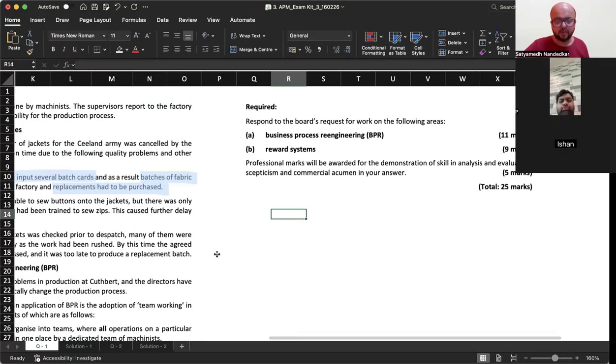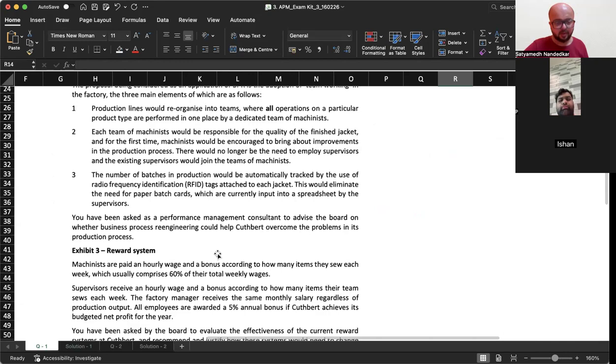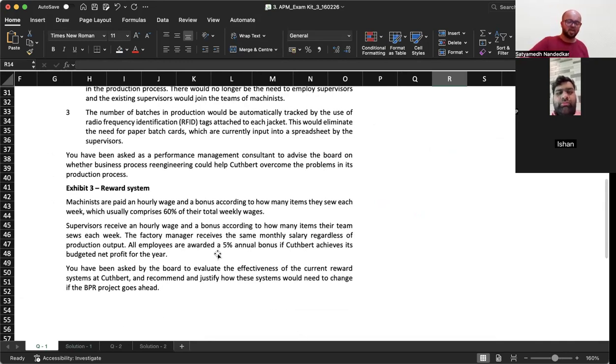Okay. Now reward systems. Machinists are paid an hourly wage and bonus according to how many items they sew each week, which usually comprises 60% of their total weekly wages. Supervisors receive an hourly wage and a bonus according to how many items their teams sew each week. The factory manager receives the same monthly salary regardless of production output. All employees are awarded a 5% annual bonus if Cuthbert achieves its budgeted net profit.